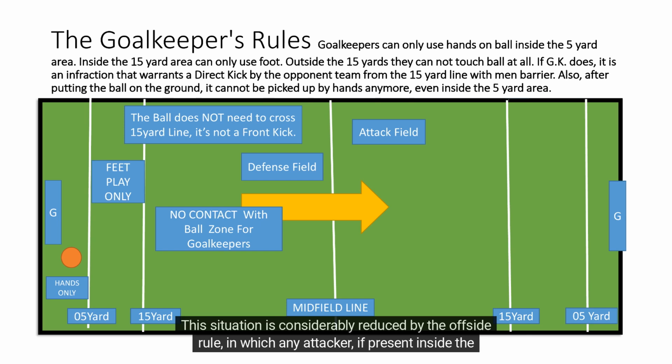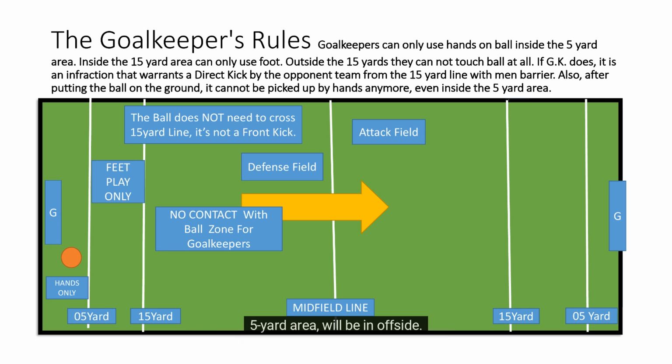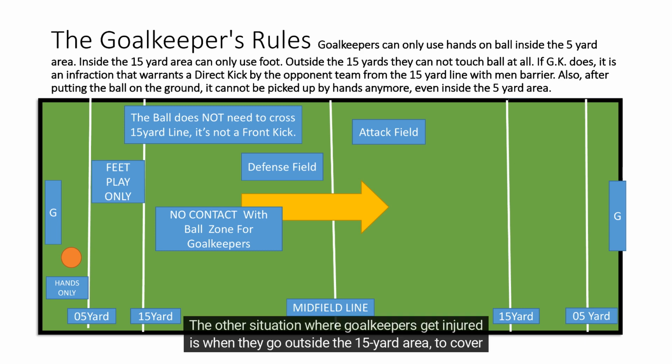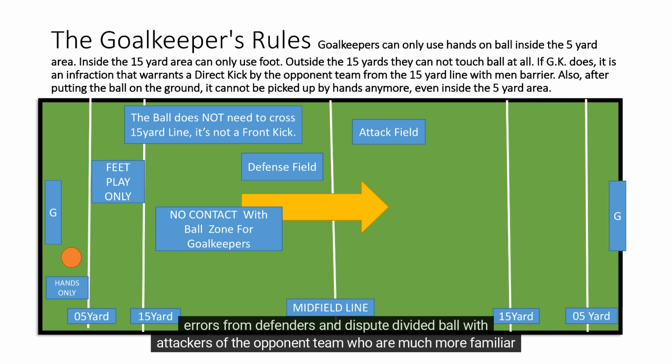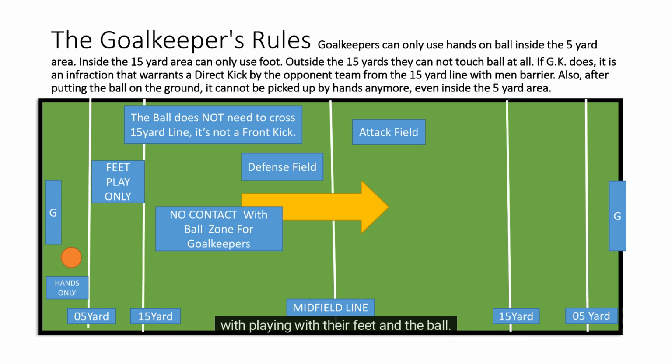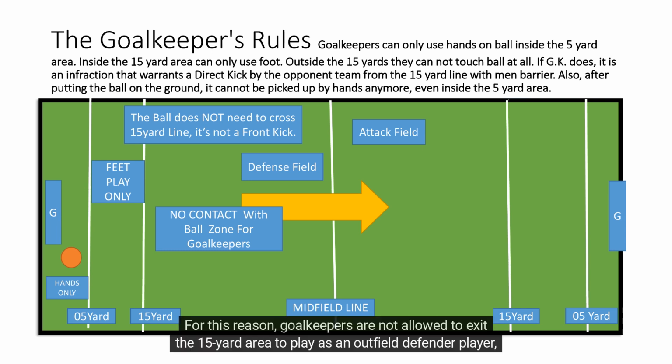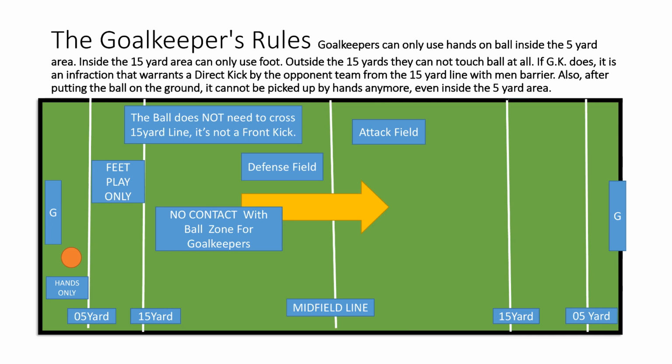This situation is considerably reduced by the offside rule, in which any attacker, if present inside the 5-yard area, will be in offside. The other situation where goalkeepers get injured is when they go outside the 15-yard area to cover errors from defenders and dispute divided ball with attackers of the opponent team who are much more familiar with playing with their feet and the ball.